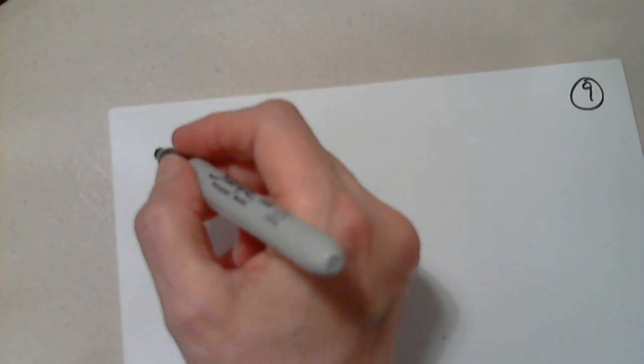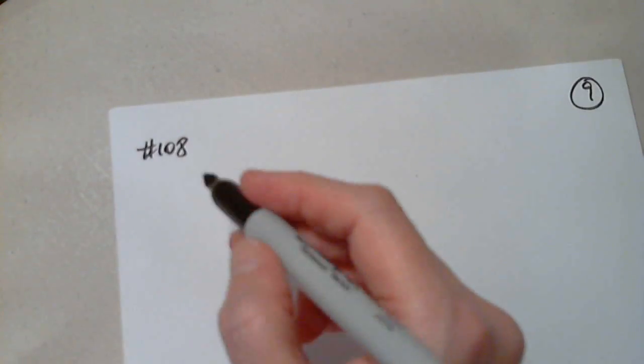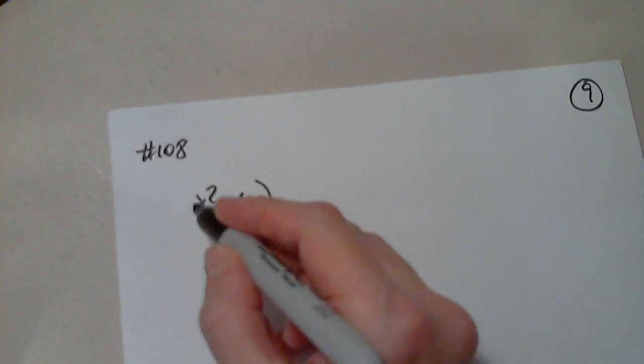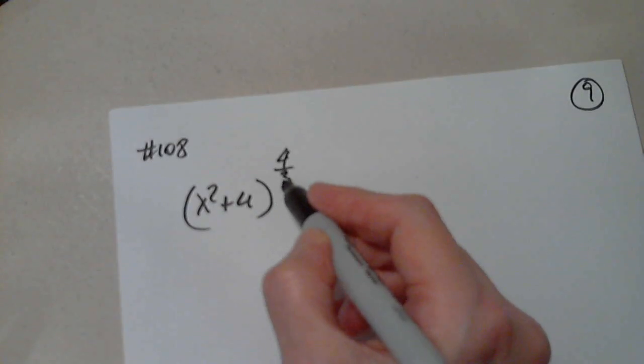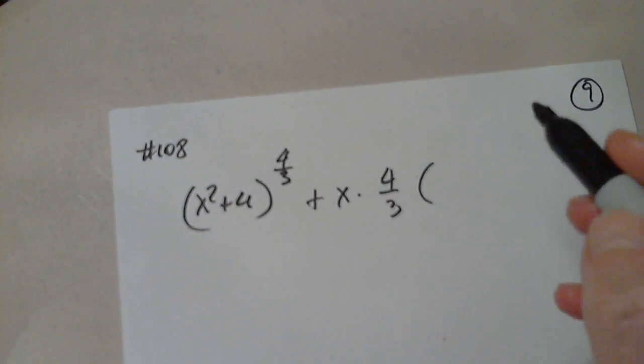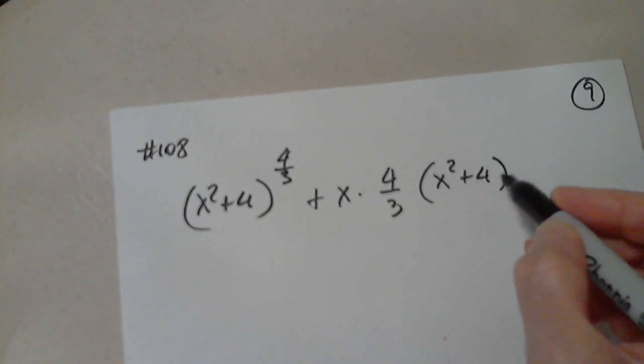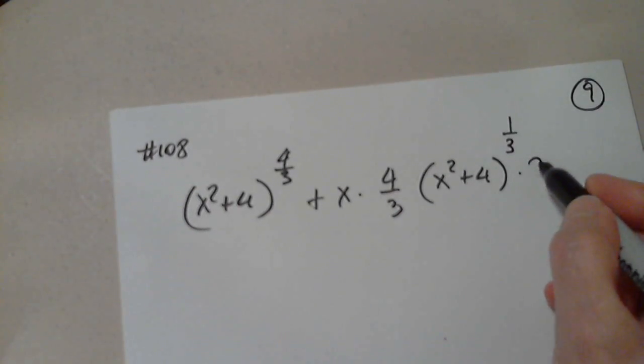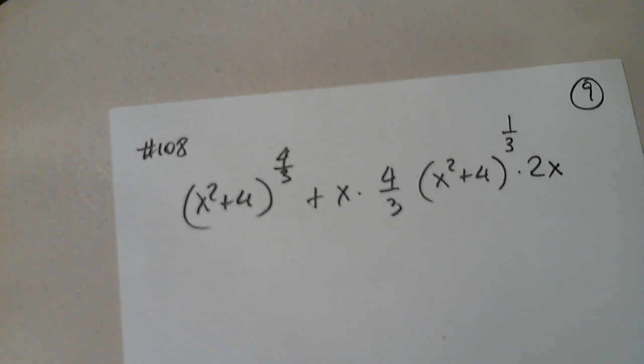And this is my page now. If you don't choose, I will. The first one, fine. So we have 108, and that is x squared plus 4 to 4/3 plus x times 4/3 times x squared plus 4 to power 1/3 times 2x. Again, it's a mess.